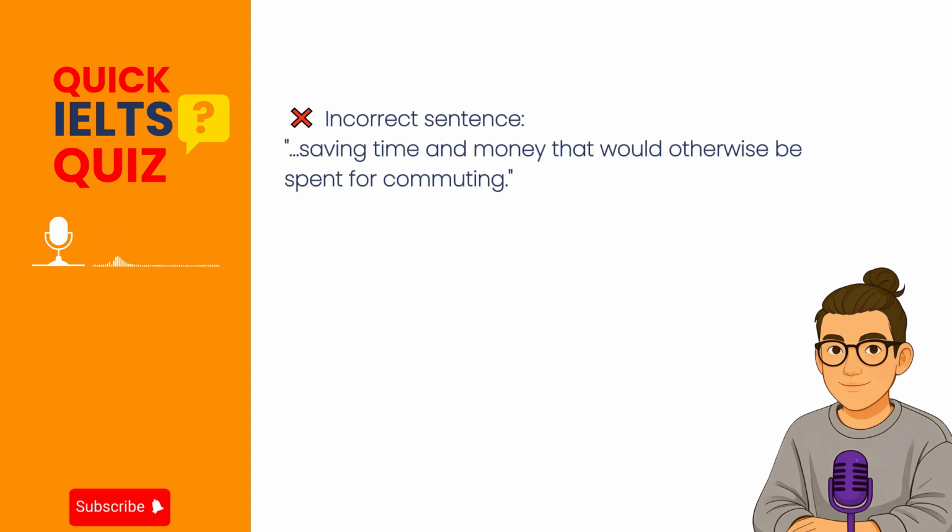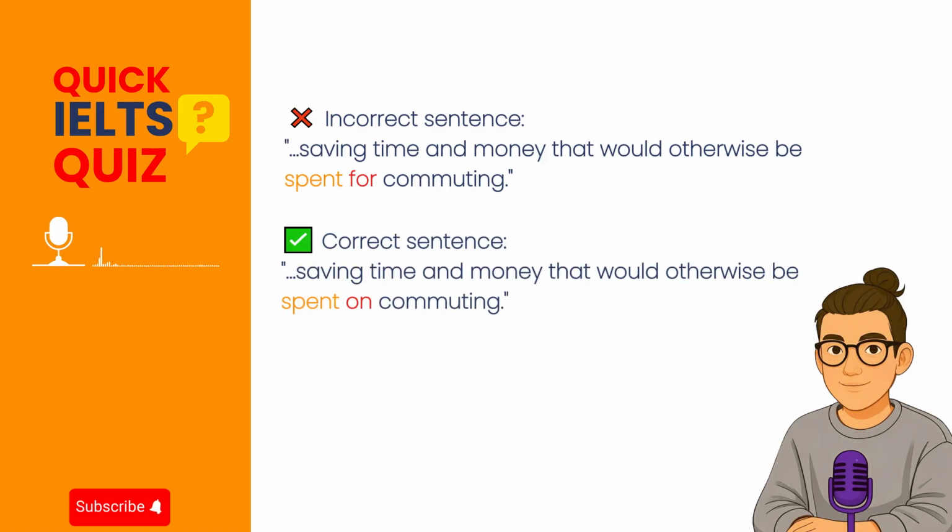This one is all about prepositions. Choosing the wrong preposition can make your sentence sound unnatural and lower your score for grammatical range and accuracy. The preposition for is not correct here. In English, we use spend on to talk about how time or money is used. Spend for commuting is incorrect because for is used for purposes or reasons, not activities we spend time or money on. Use spend on for time and money.